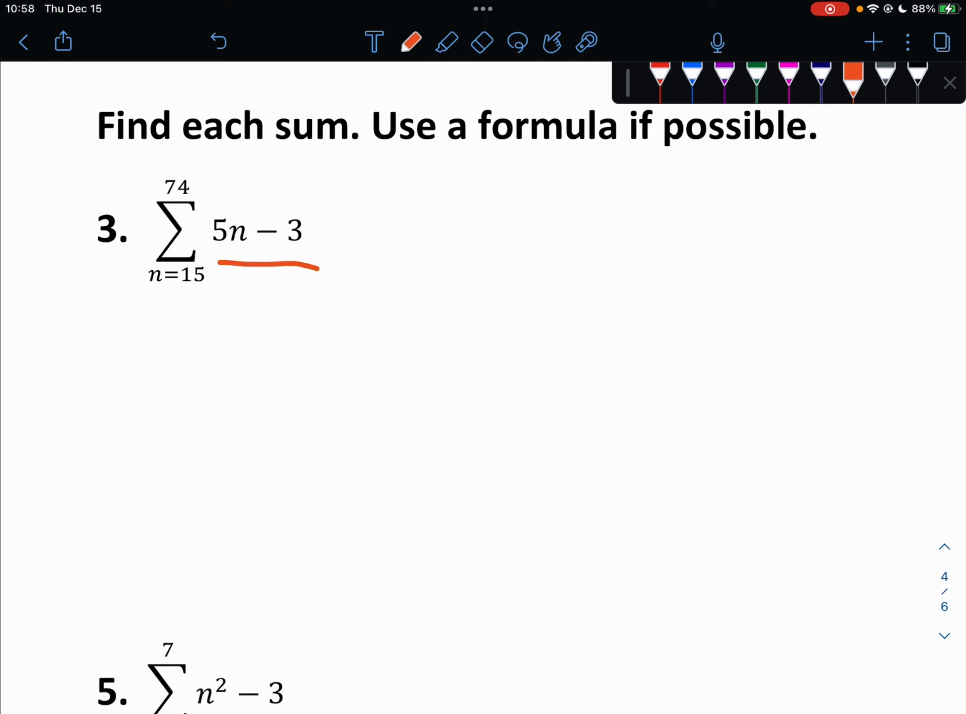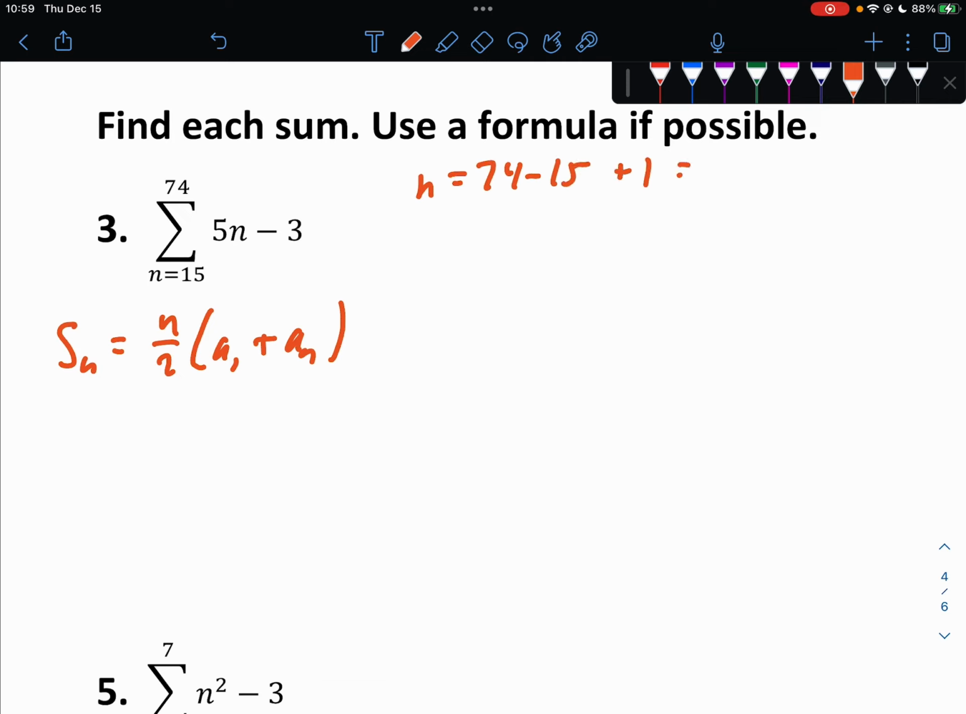This is clearly arithmetic. So we can use the arithmetic formula, right? Which is S sub n equals n over 2 times a1 plus an. First, we have to figure out how many terms there are. So 74 minus 15 plus 1 is 60. So S sub 60 equals 60 over 2. And now the first term is going to be a sub 15, and the last term is going to be a sub 60.